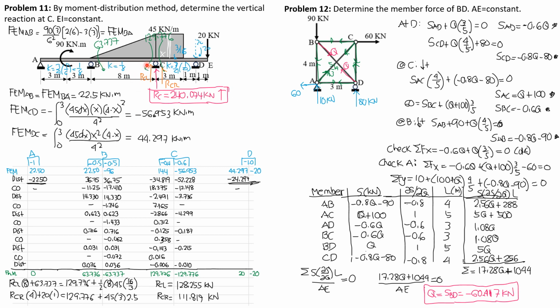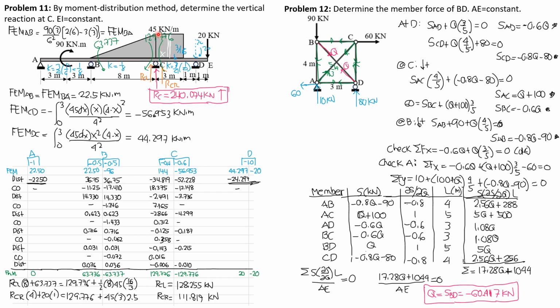Then for BC, fixed moment BC is WL square over 30, negative here. I'm not showing the value, the formula rather, but it is negative W, negative 45, 8 square over 30, and it is negative 96. CB, on the other hand, is positive W, positive 45, 8 square over 20. Check with your calculator, 144.